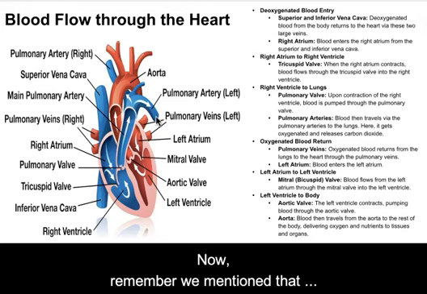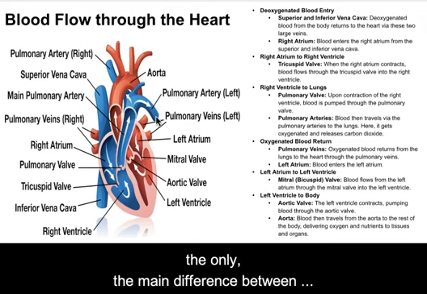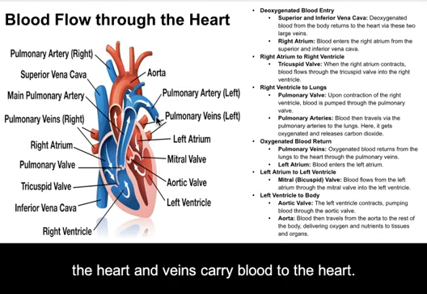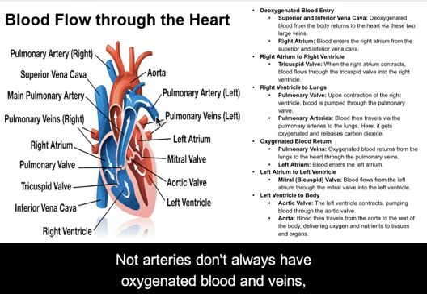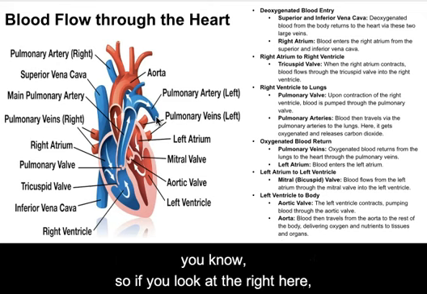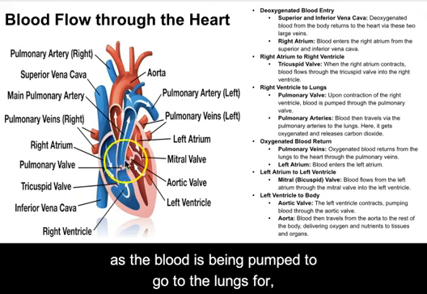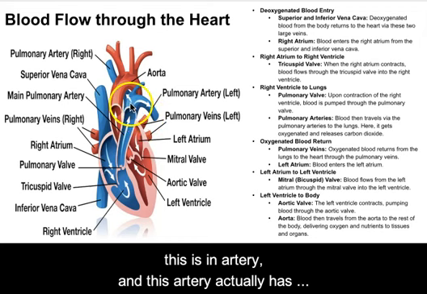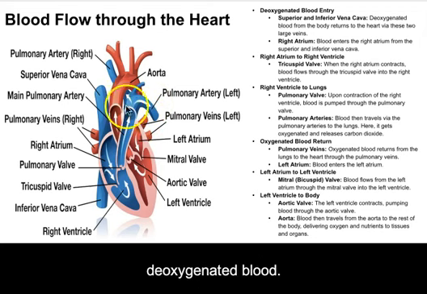Now, remember we mentioned that the main difference between arteries and veins is that arteries carry blood away from the heart and veins carry blood to the heart. Arteries don't always have oxygenated blood. And veins, so if you look at right here, as the blood is being pumped to go to the lungs for oxygenation, this is an artery. And this artery actually has deoxygenated blood.